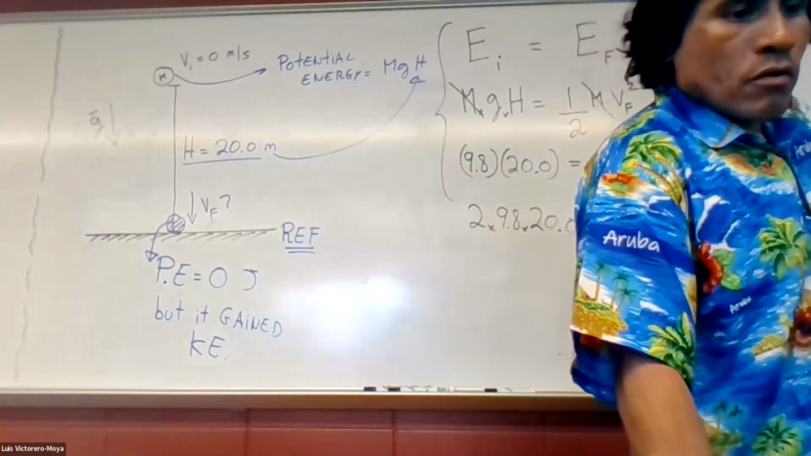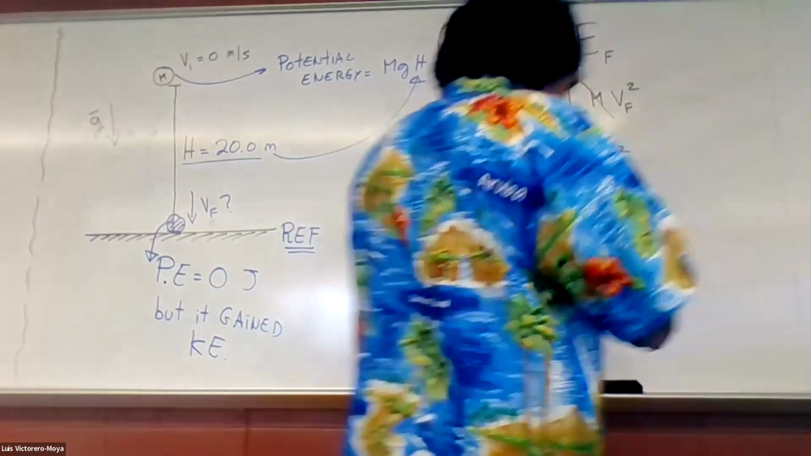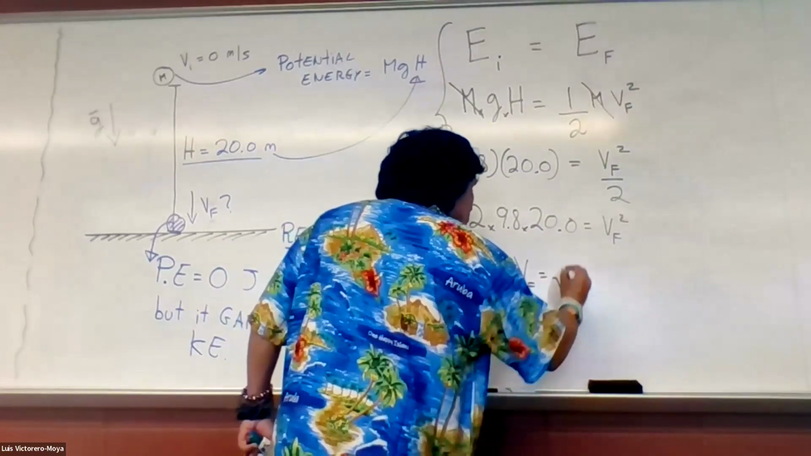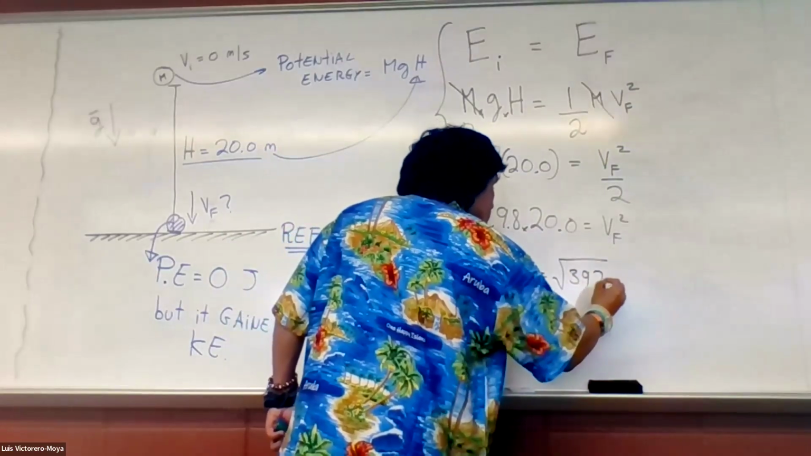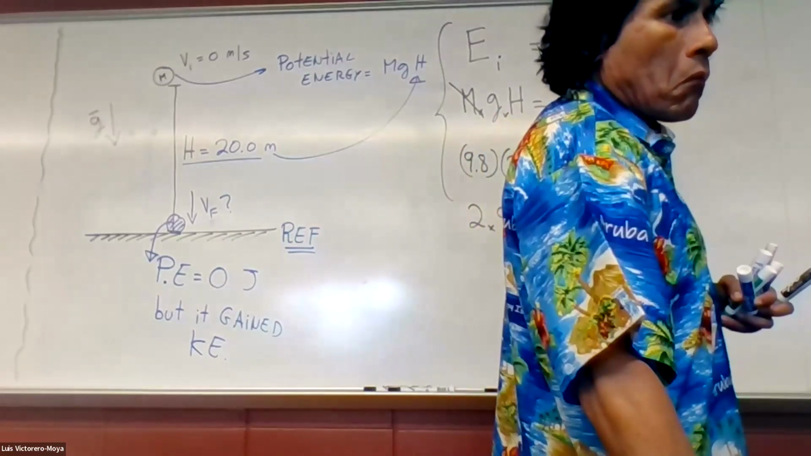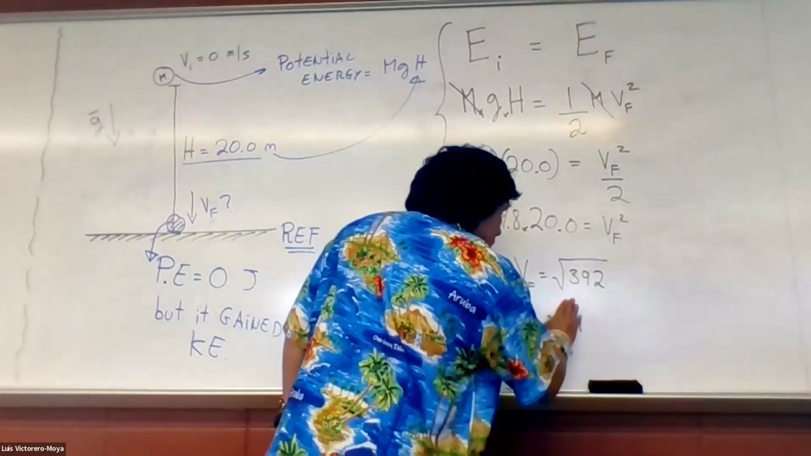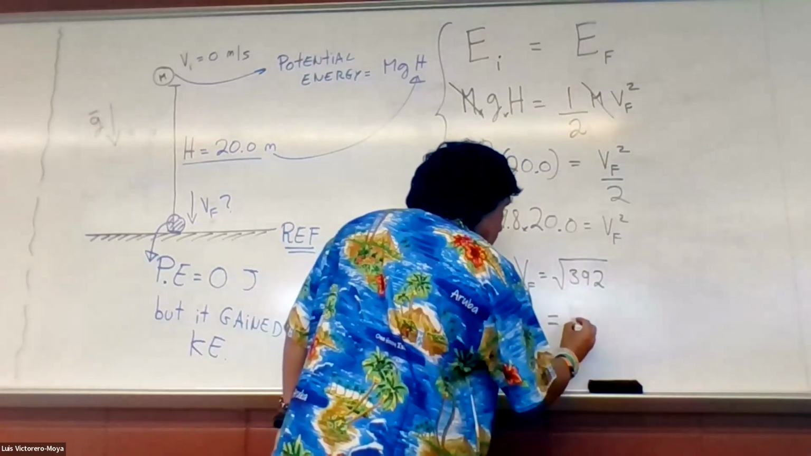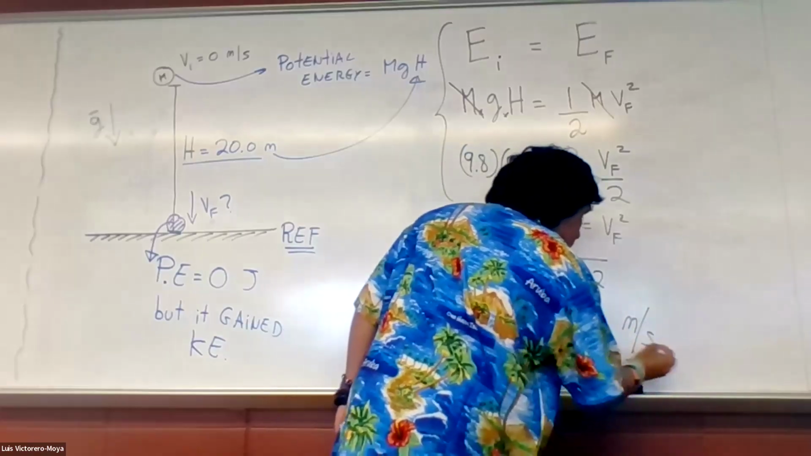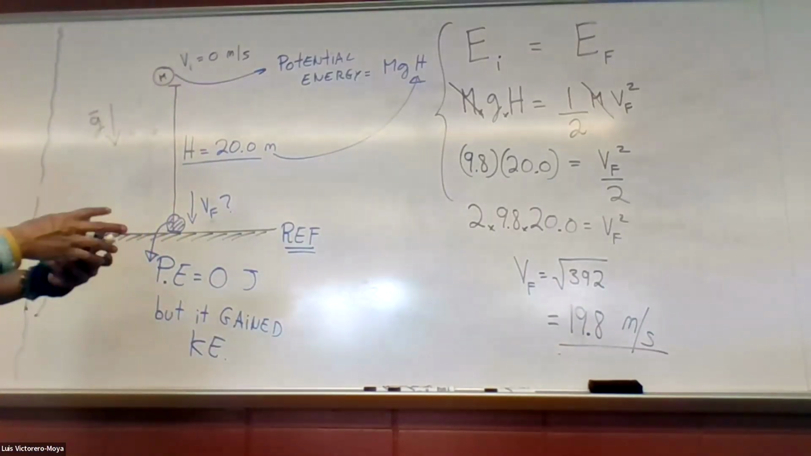So that's how I find my V final. It is the square root of 392, which gives me 19.8 meters per second. That's conservation of energy.